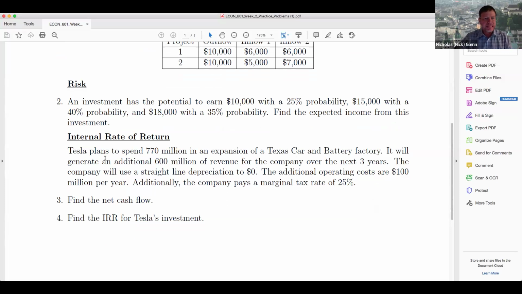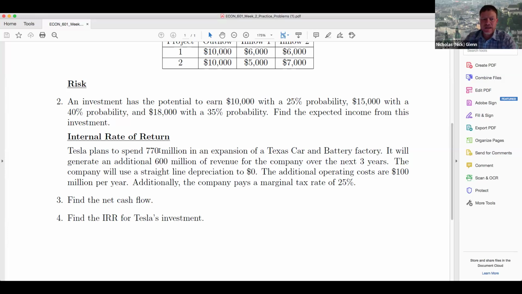Tesla plans on spending $770 million in an expansion of a Texas car and battery factory. It will generate an additional $600 million of revenue for the company over the next 3 years. The company will use straight line depreciation to $0. What that means is, for this $770 million of capital equipment used for the expansion, they're going to take a third of this value over 3 years and deduct it from their taxes.